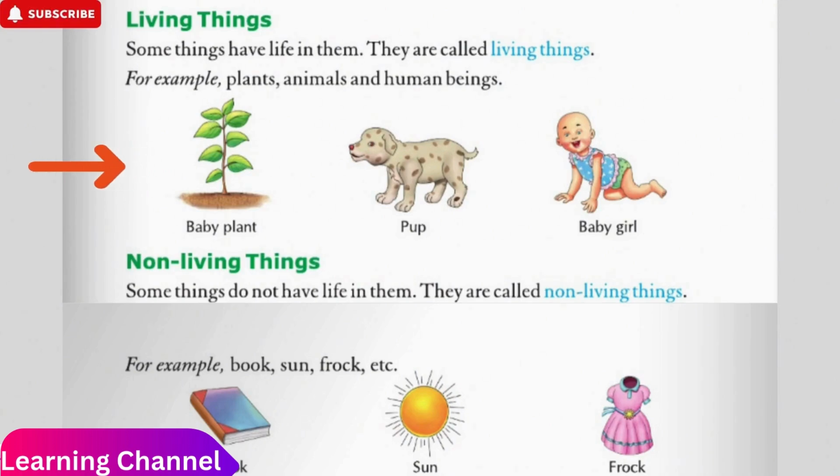On the other hand, non-living things. Some things do not have life in them and they are called non-living things. For example, book, sun and frog. So, are we clear with the basic concept of living and non-living things?